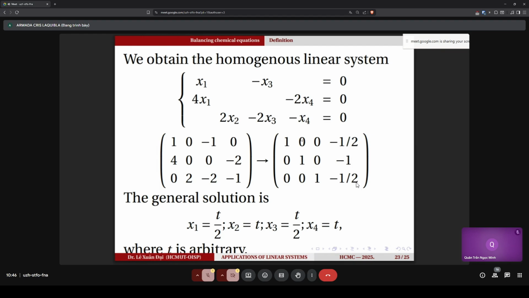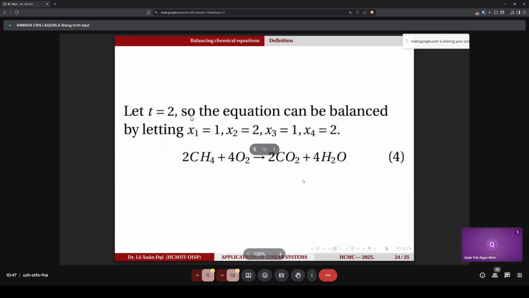You multiply this by t because this is for your x4 column. Then transfer to the other side. So minus 1 half t, transferred to the other side, becomes 1 half t. So your x3 is t over 2. Your x2 here is negative 1 times t, transferred to the other side, it becomes positive t. So your x2 is t, and your x1 is t over 2, where t is arbitrary.